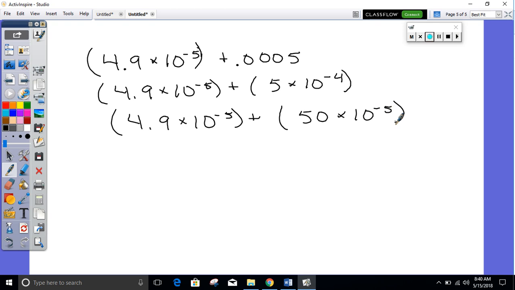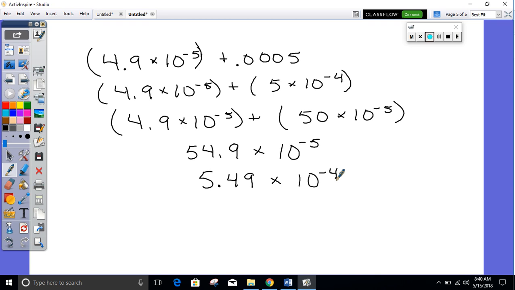And when we add them together, what do we get? Kayla, what do we get when we add them together? 54. Good. 54.9 times 10 to the negative 5. Okay. Pat, is that in proper scientific notation? No. Can you put it in proper scientific notation? 5.49 times 10 to the negative 4. Okay, any questions about that?